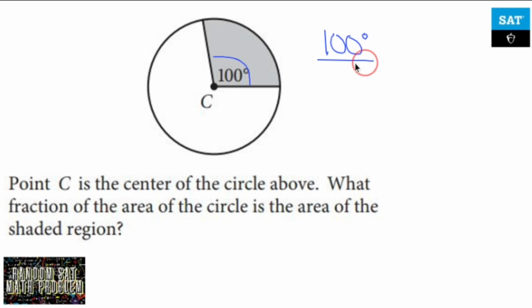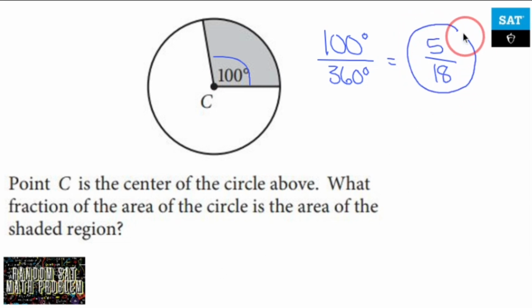So 100 degrees out of 360 degrees, let me see, I can divide the top and the bottom by 20. That gives me 5. If I divide 360 by 20, that gives me 18. I can't go any further than that. So it's asking for the fraction. My fraction is 5/18.